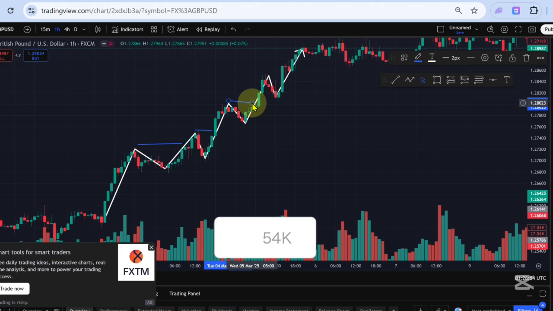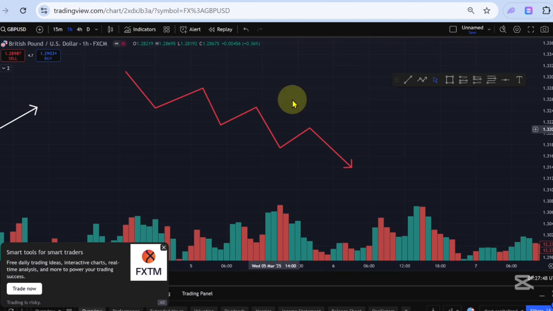Now let's talk about the downtrend. For a downtrend, you should be looking at something like this. What does a downtrend create? A downtrend creates a series of lower lows and lower highs. You get. This right here is called a lower low, and it creates a lower high, then a lower low. This is called a lower low.